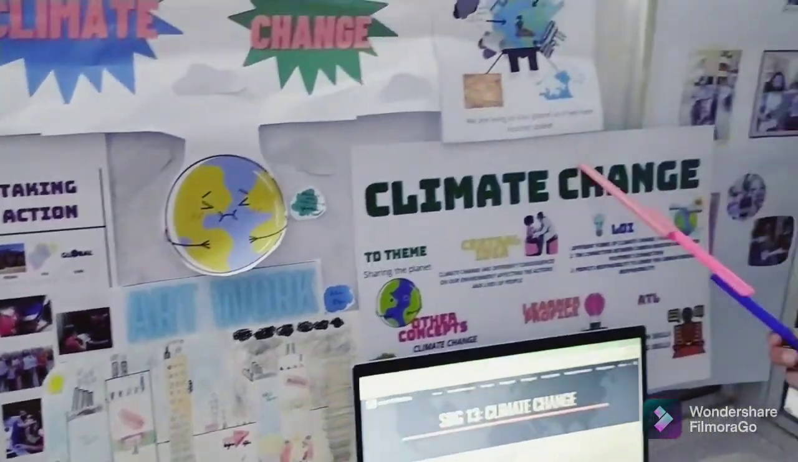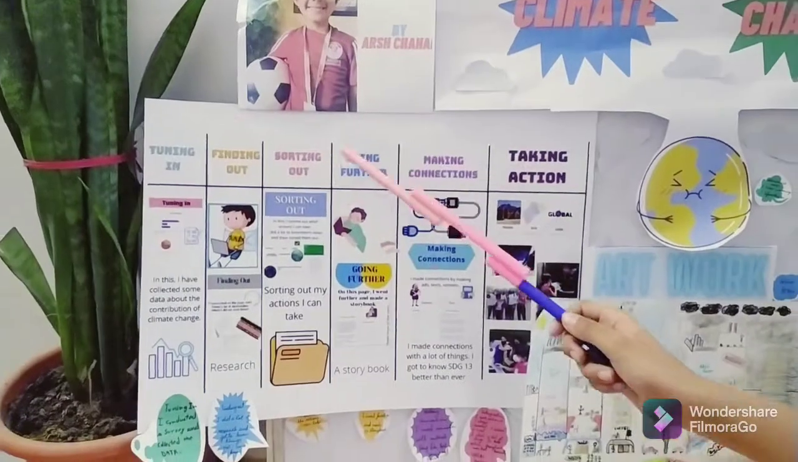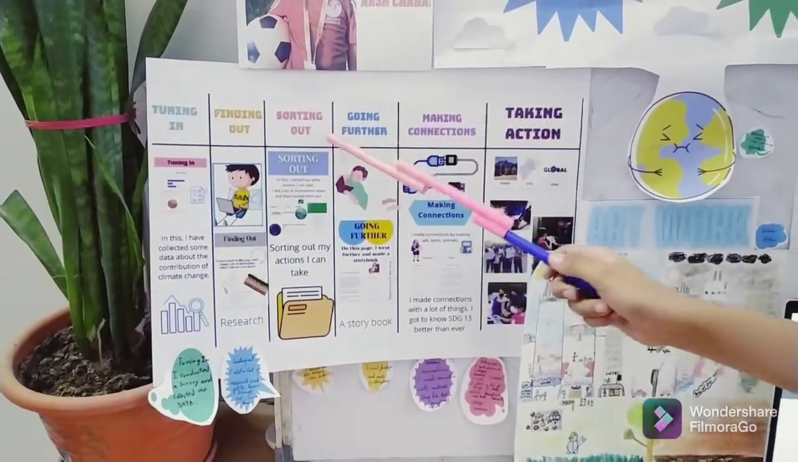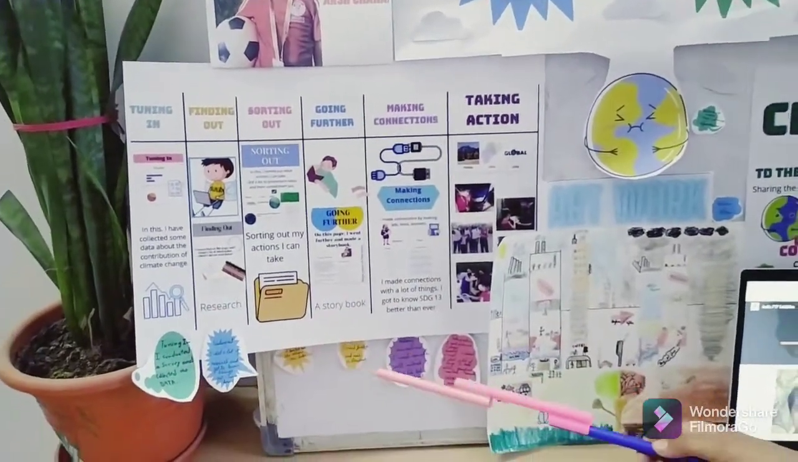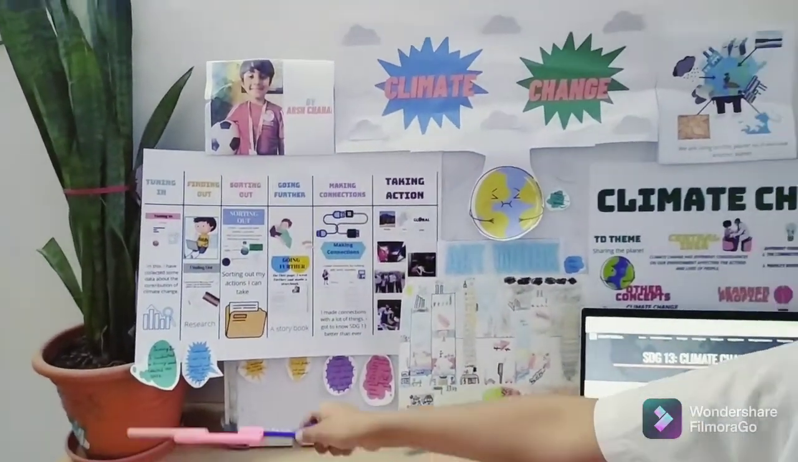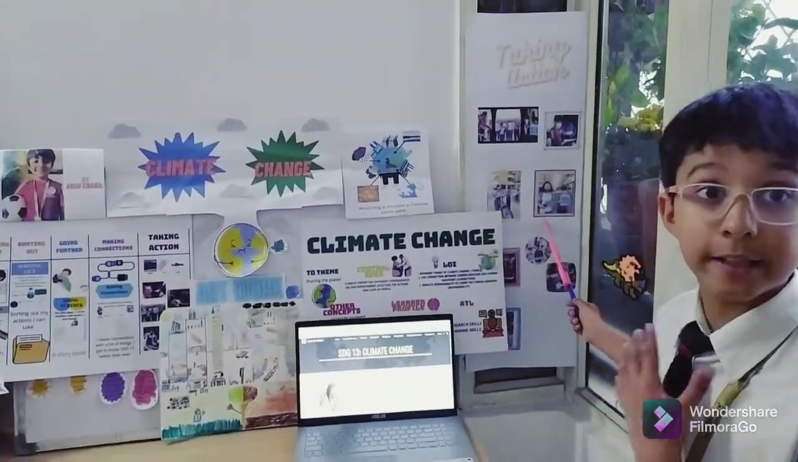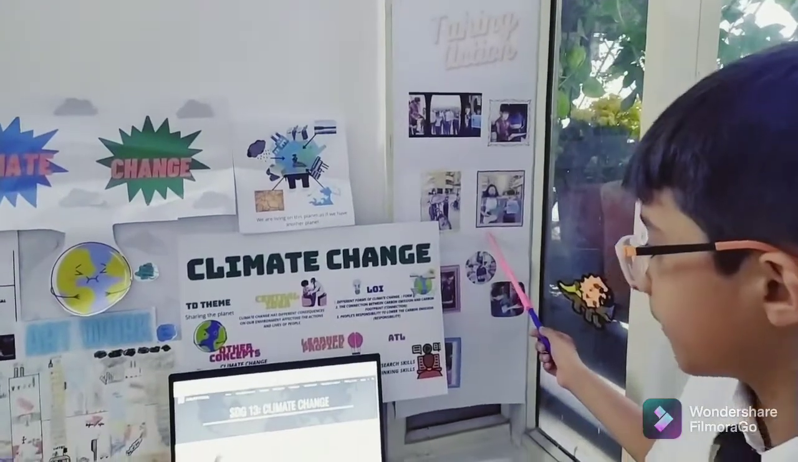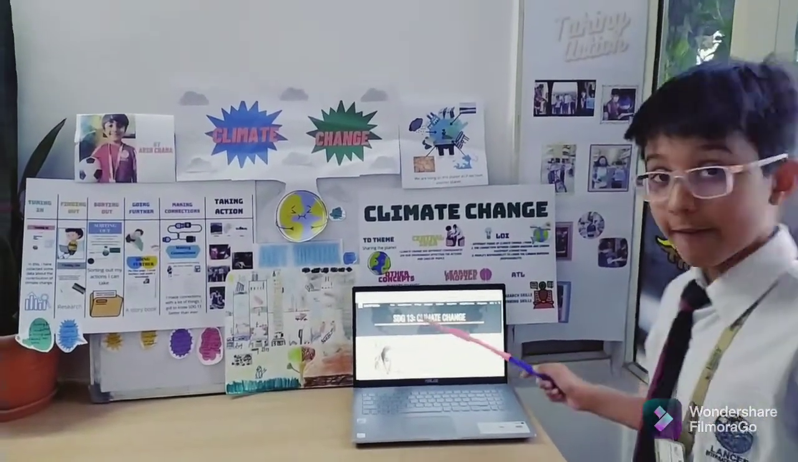I've also added my essential elements, and my 6 stages: tuning in, finding out, sorting out, going further, making connections, and taking action. I have written a brief about it. At this corner, I have added a plant. And at this corner, I have added a few pictures of me taking action. And in front, I have put my laptop showing my website.